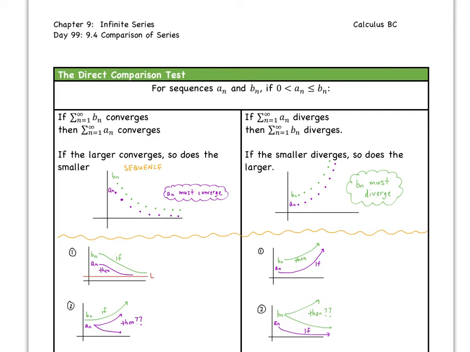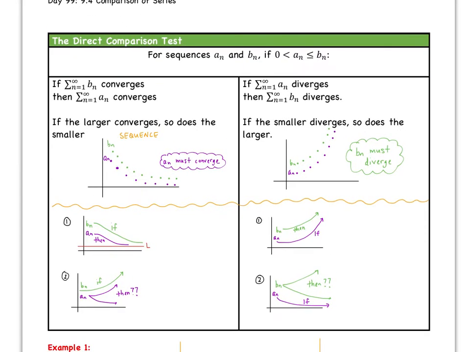Welcome to 9.4, comparison of series. So we're going to look at the direct comparison test and then the limit comparison test, just to use more options to help prove convergence or divergence of series. So let's first look at the direct comparison test.